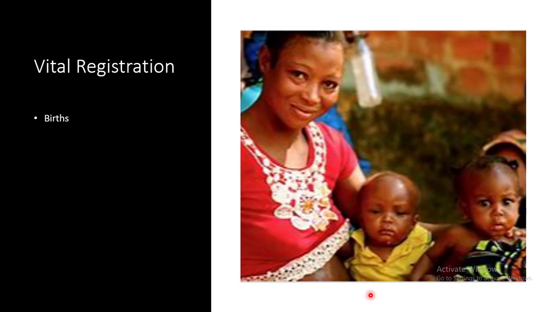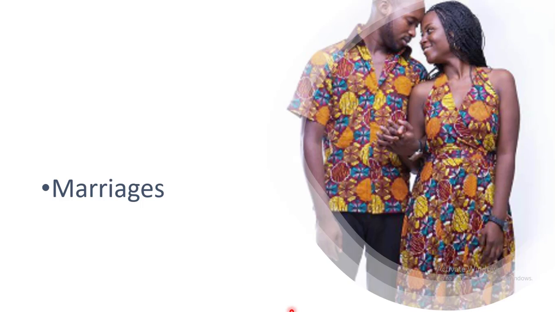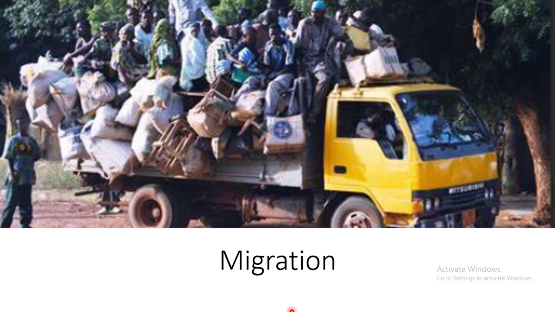You have to now have the number of children that you can cater for and you can deal with. Then the next vital registration that is required is migration. Migration is the movement of people. You see these people now, they loaded this lorry, they are moving from one place to the other. So when you're looking at the movement of people, they come in two dimensions.